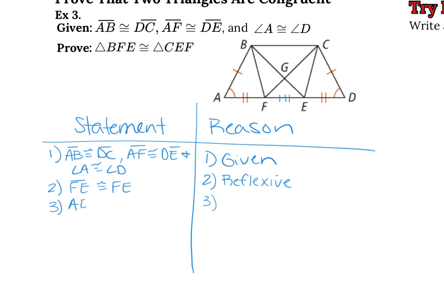3. AE would equal DF through the angle addition postulate. So I can add AF plus FE to get me AE, and then I can add DE plus FE to get me DF.